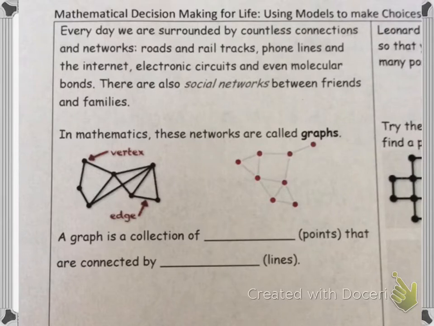to figure that out. So every day we're surrounded by countless connections, networks, roads and train tracks, phone lines and internet, electronic circuits, and even molecular bonds. There are also social networks between friends and families. In mathematics, these networks are called graphs, and here's a couple examples of what they could look like.